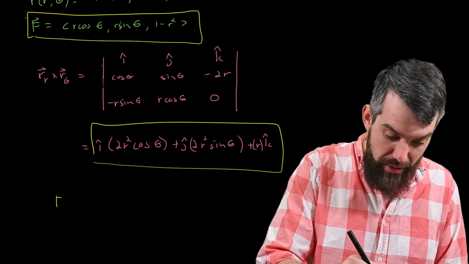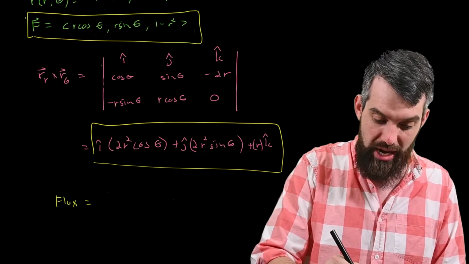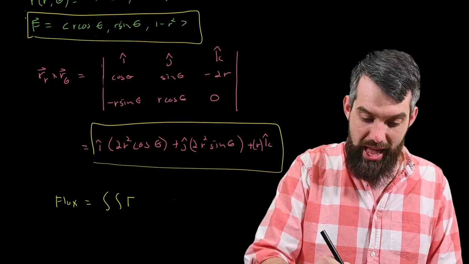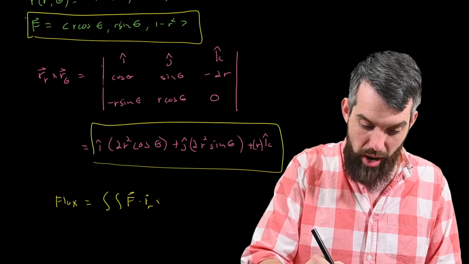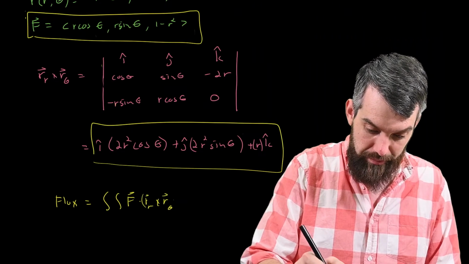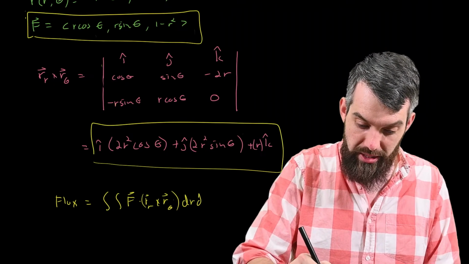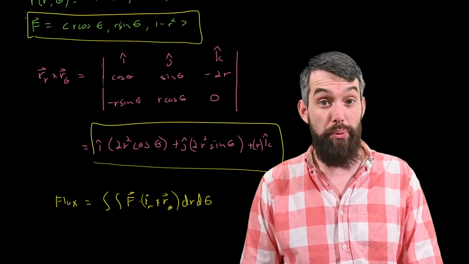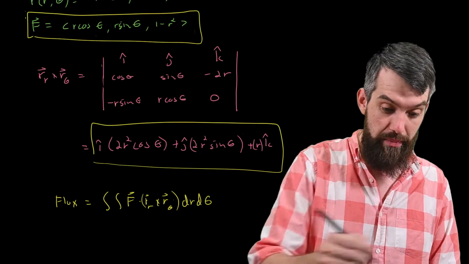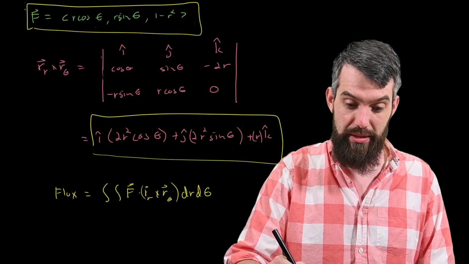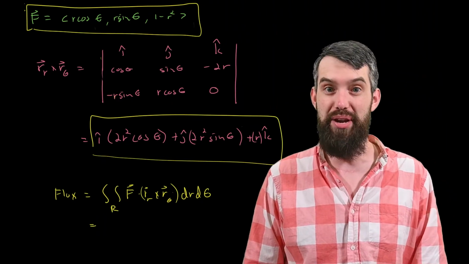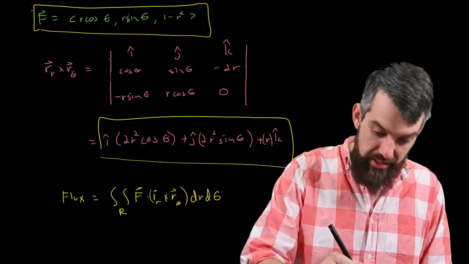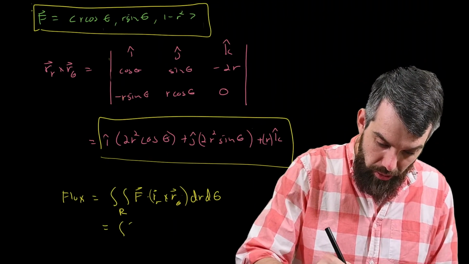So if I wanted to compute out the flux, which was the double integral of the F dotted with the r_r cross r_theta, dr d theta, well, I have to take the dot product of these two things that I've computed. Okay, so let's see if we can do that. I'll just put a big R down here for region because I haven't figured out my limits of integration yet. I'll do that shortly. Anyways, this is a double integral.